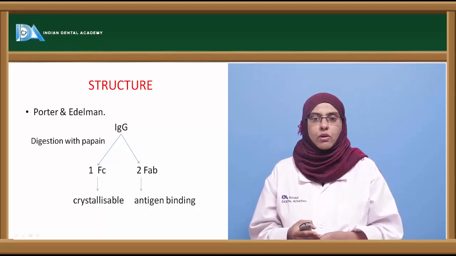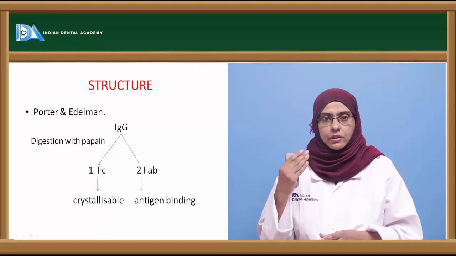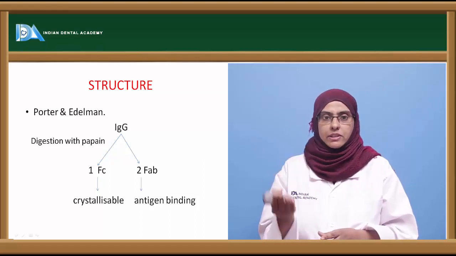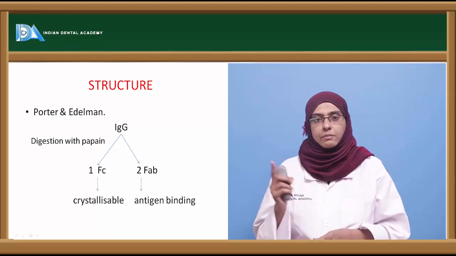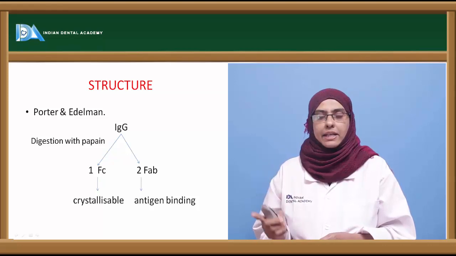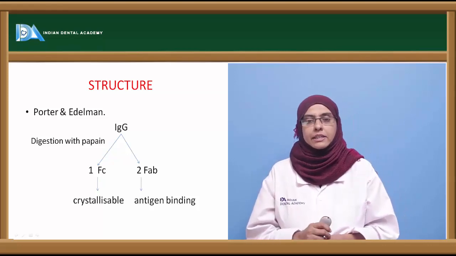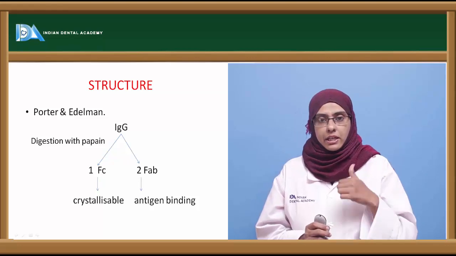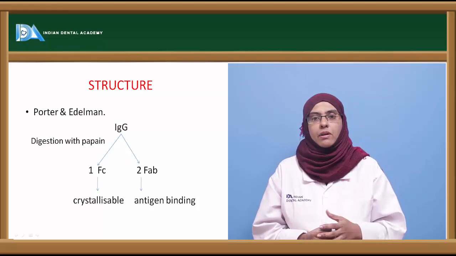The FC fragment is so called because it crystallizes during cold storage. That's why the name FC fragment was given. So 1 FC fragment was produced and 2 FAB fragments were produced. FAB is nothing but the antigen binding region of the antibody molecule. This antigen binding region is very important for the antibody to interact specifically with a particular type of antigen.